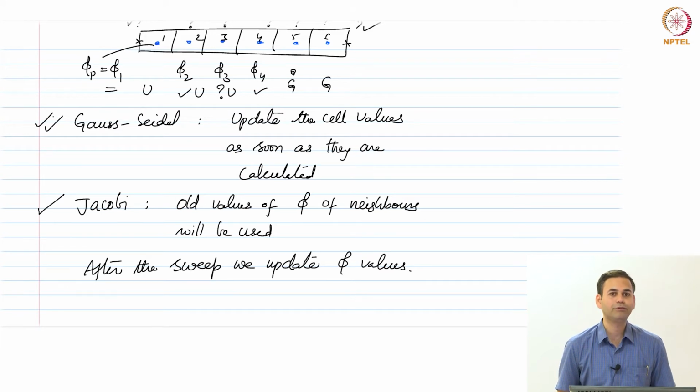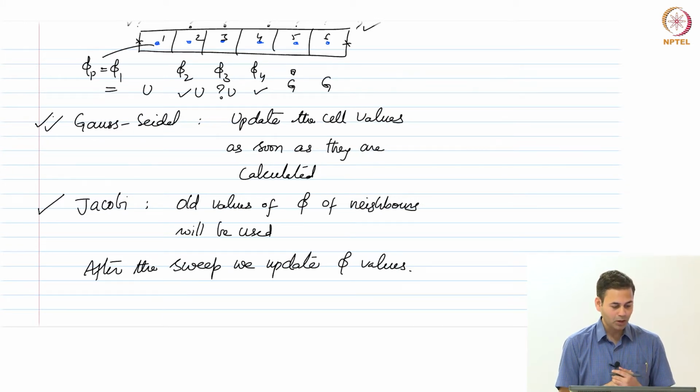Of course, if you look at it from a memory point of view, which of these methods do you think would require more memory if you compare these two? Jacobi, because you have to store the old values and the new values, whereas if you have Gauss-Seidel, you just have one array of phi, and then you can just keep updating it. So, in that sense Gauss-Seidel is faster and requires less memory compared to the Jacobi method.